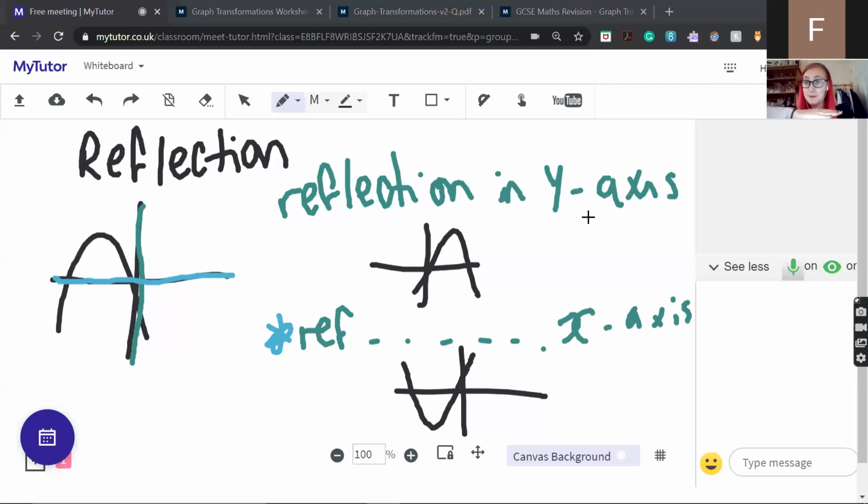So we imagine putting our mirror here and flipping. So whatever was on the top of it becomes the bottom, whatever's on the bottom becomes the top. So that's what it means by reflection.